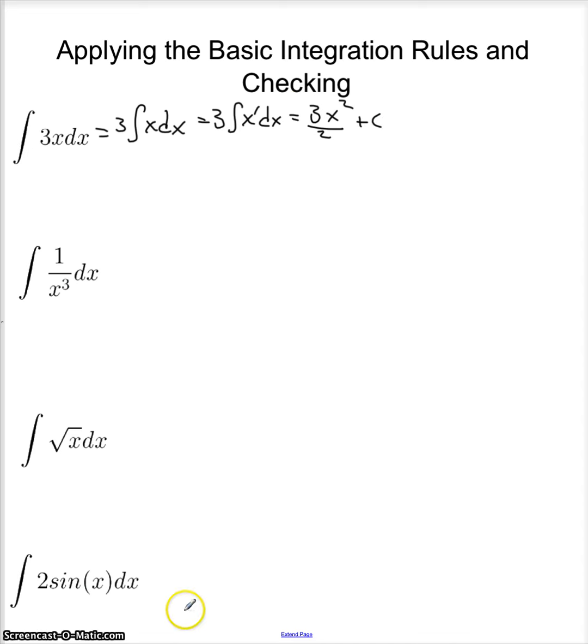Now I'm going to check it. I'm going to check by taking the derivative with respect to x of 3x squared over 2. And what do I get? Well, I get 3 times 2x to the first power divided by 2 plus 0. So this is just 3x. Aha! Worked.